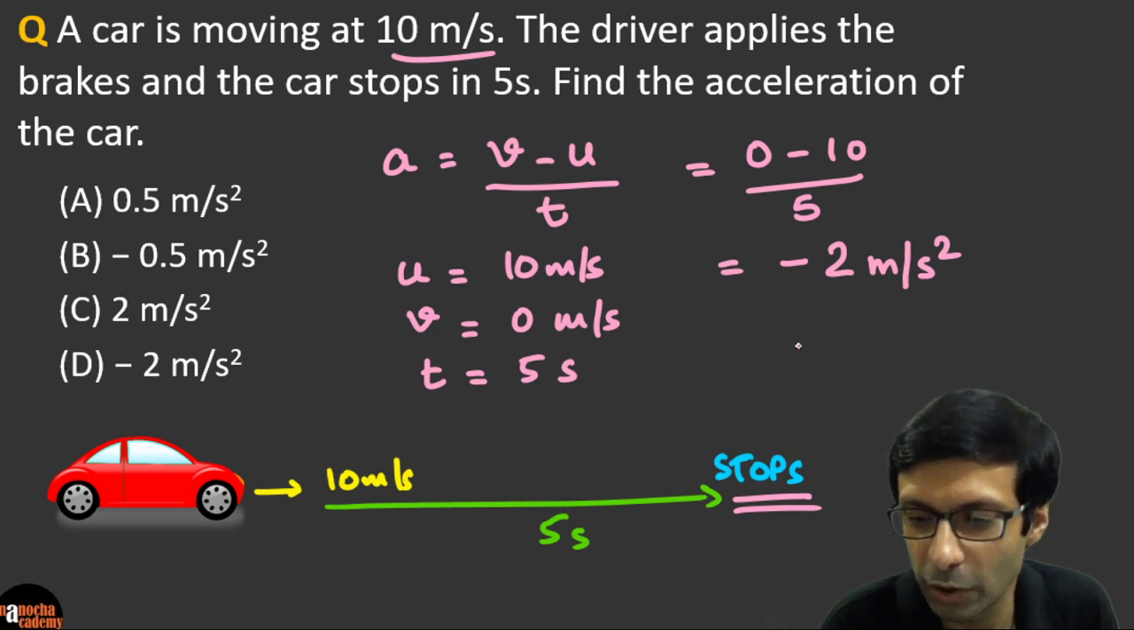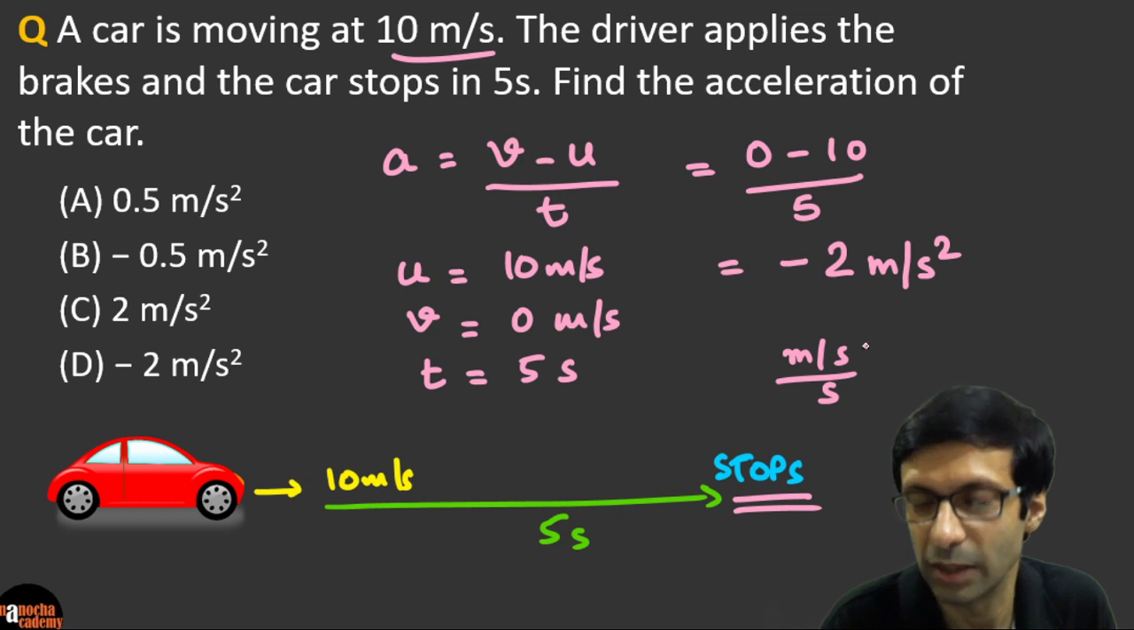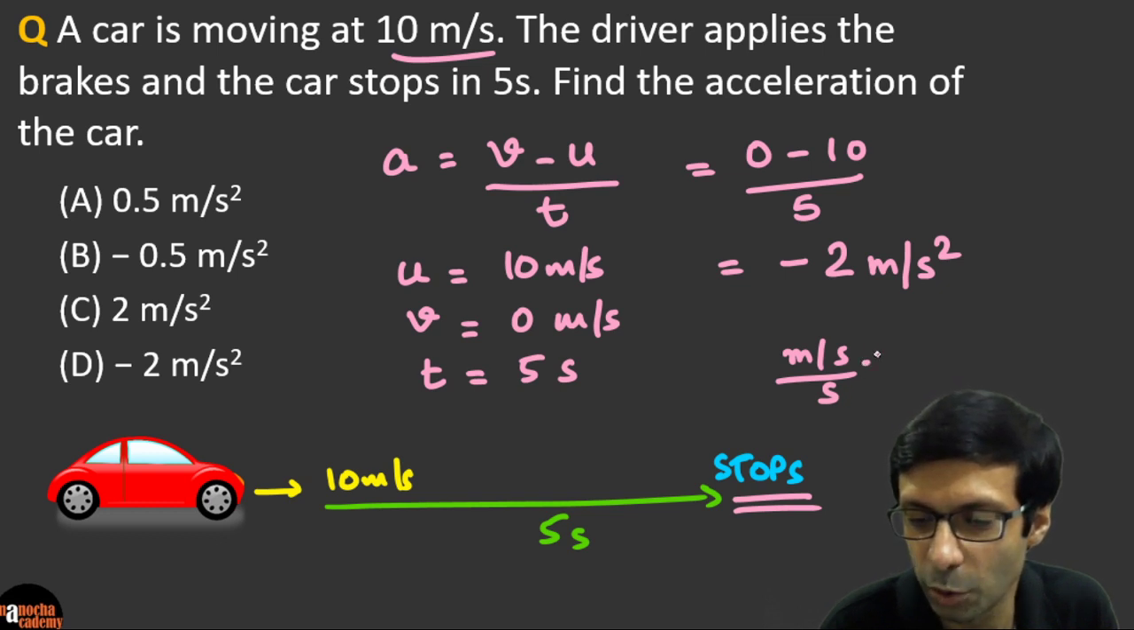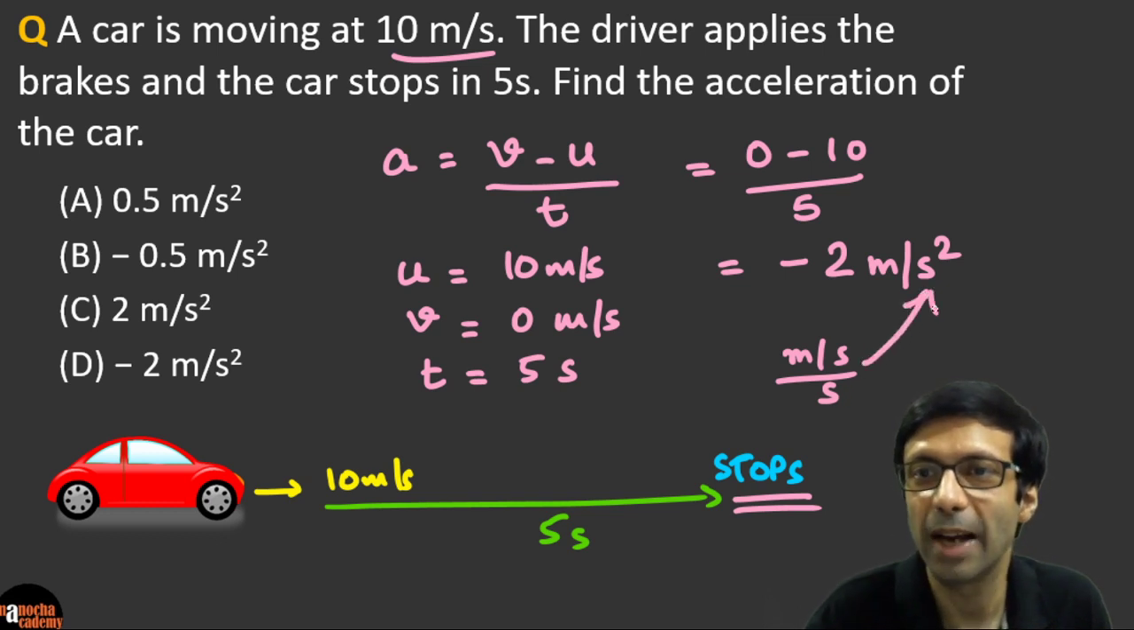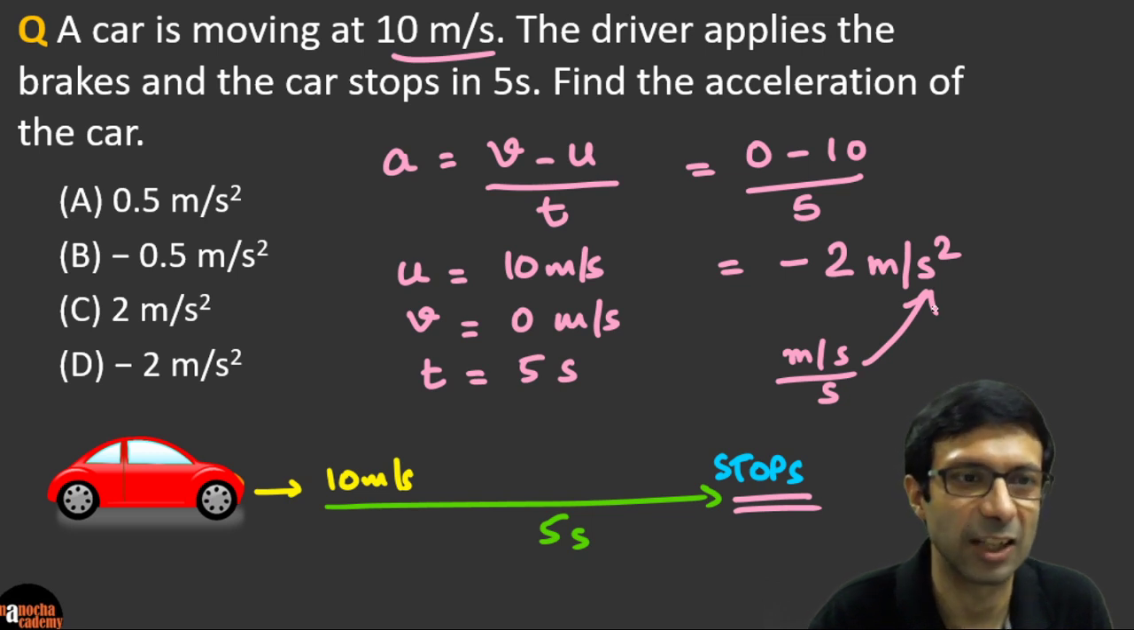Why this unit? Because the numerator is in meters per second, divided by seconds. The second doesn't cancel; this second goes below. So the unit is minus 2 meters per second square.